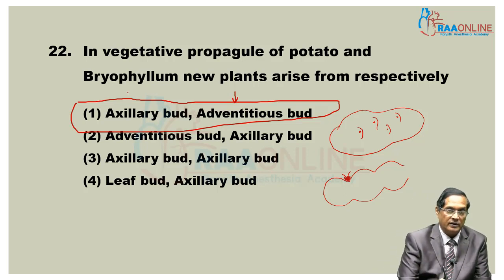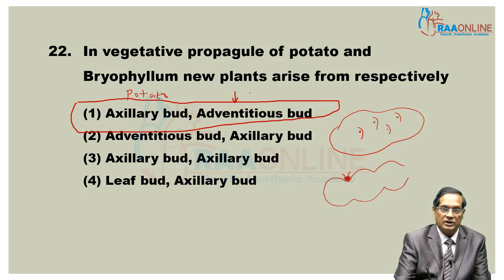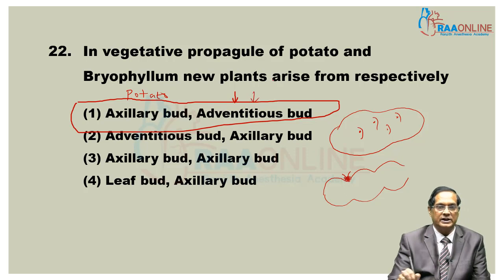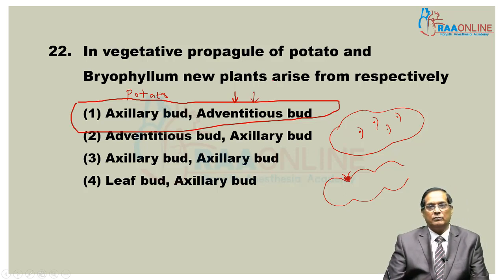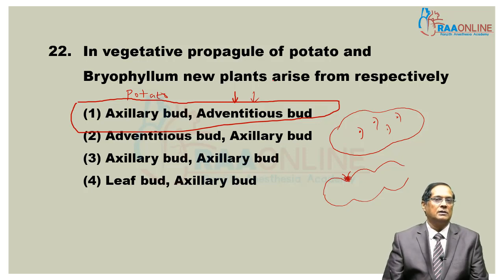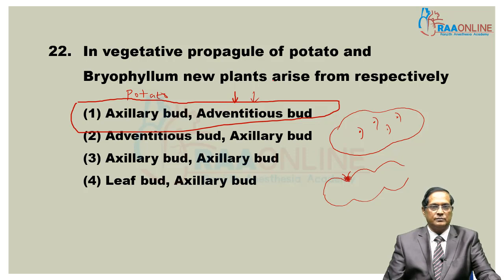Axillary bud applies to the potato. The lateral buds are in the eyes of the potato, and a bud on a leaf is an adventitious bud. It is not a natural bud. Normally, buds are present in the axil of a leaf or at the apex of the plant, so those are regular positions. If a bud develops from any other part of the plant, it is considered an adventitious bud.